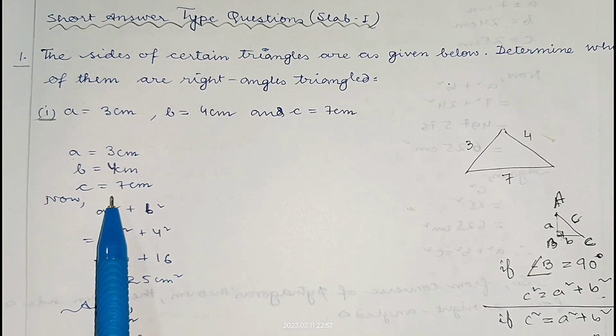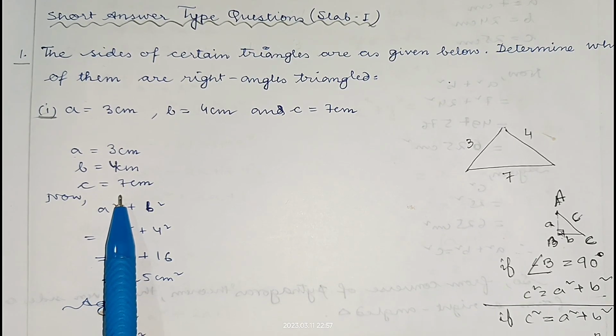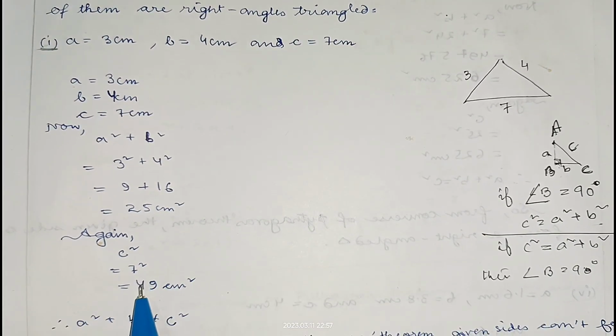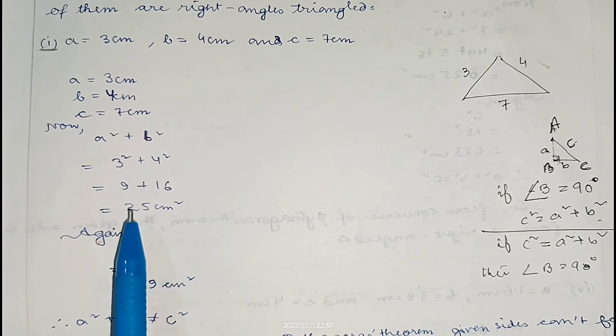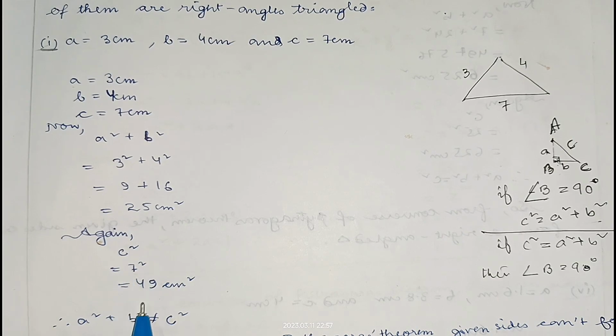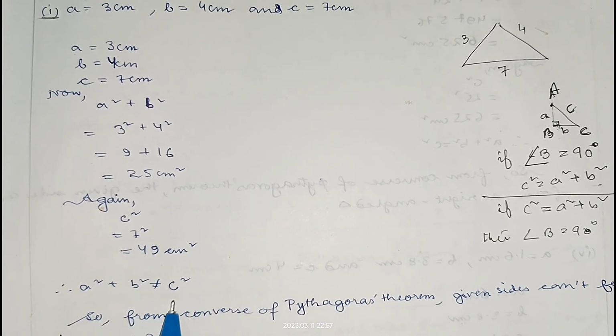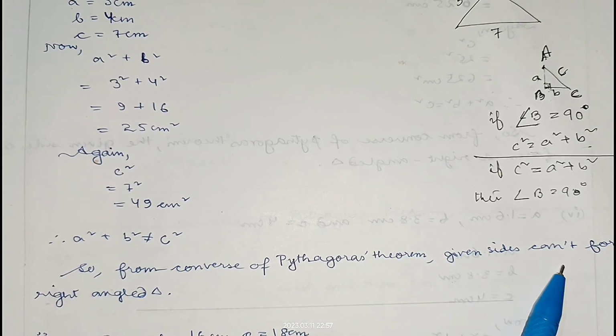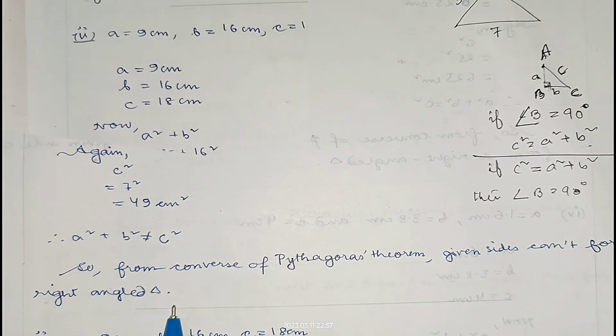Again, out of these three, longest side is C, which is 7 centimeter. So now I will calculate C square. So C square equal to 7 square. 7 square is 49 centimeter square. So A square plus B square we got 25 centimeter square and C square is 49 centimeter square, which are not equal. So from converse of Pythagoras theorem, given sides cannot form right angled triangle.